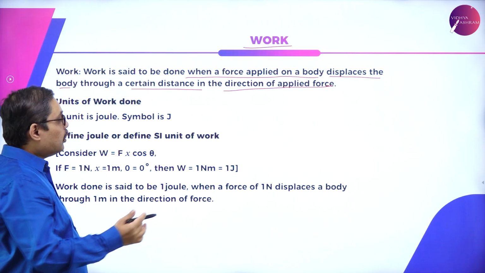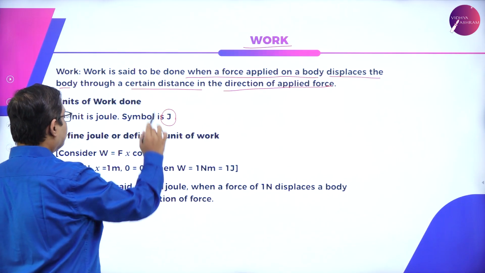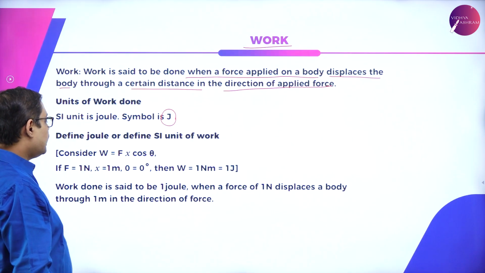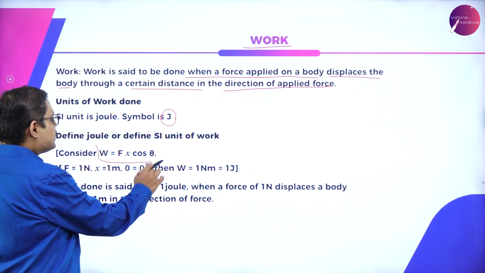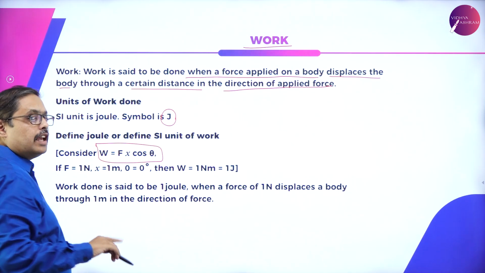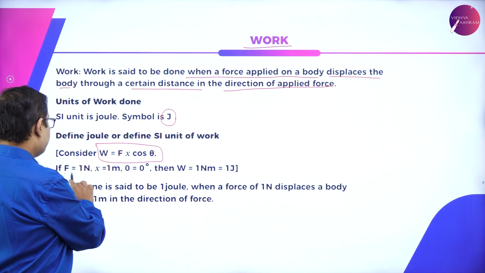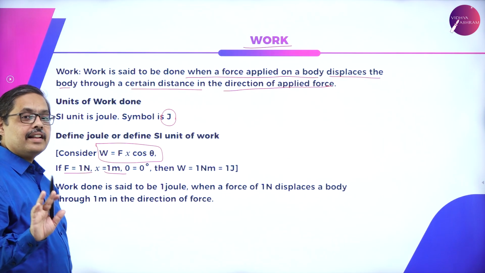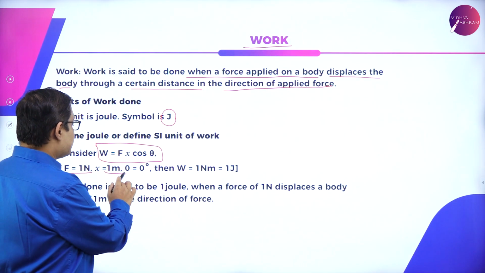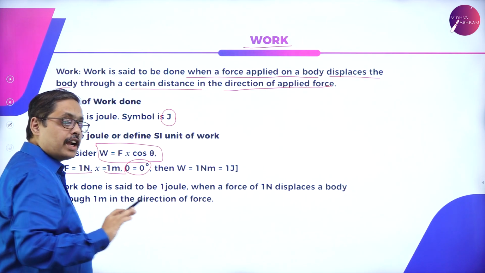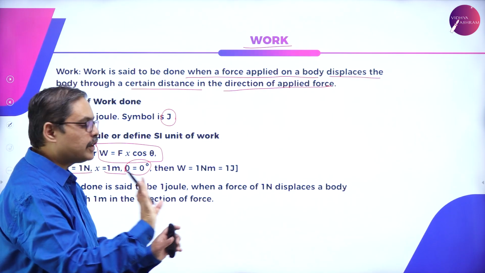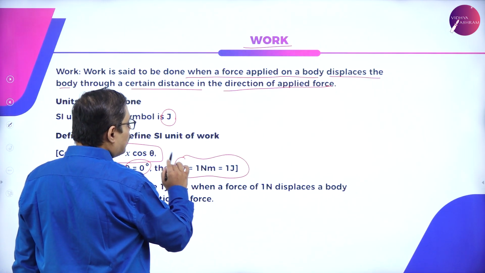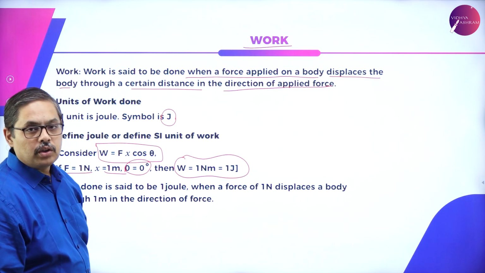Okay. The unit of work is joule. Okay. How to define 1 joule? Consider that W equals F x cos theta. If force is 1 Newton, the displacement of the object is 1 meter, and theta is 0 degrees, which means that the body is displaced in the direction of the force, then work is said to be done by 1 joule or 1 Newton meter.